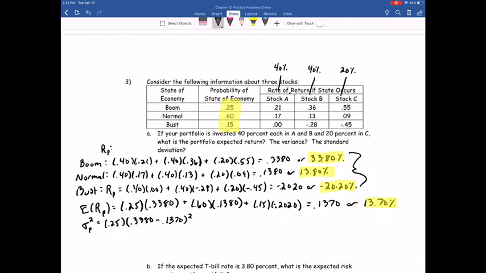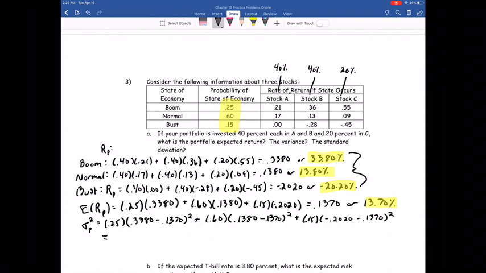Once again, we square this. The squaring ensures that all of our final outputs are positive when we're calculating variance. We're really just trying to see how close our inputs are to the average or the expected return in this case. Then a 60% probability of a normal economy. In a normal economy, it would be a 13.8% return. So we take that value and subtract the expected return of the portfolio as a whole and square it once again. And then a 15% probability of a bust economy and its negative 20.20% return minus the 0.1370 expected return, and we square that value.